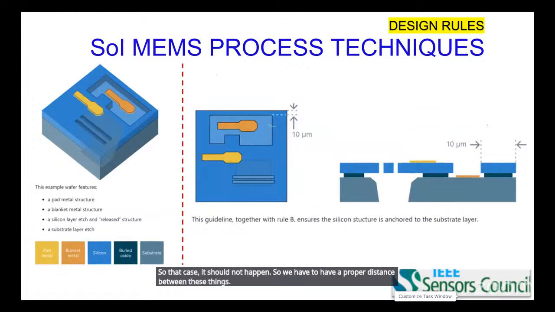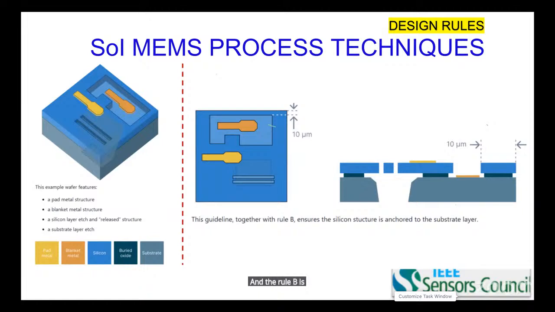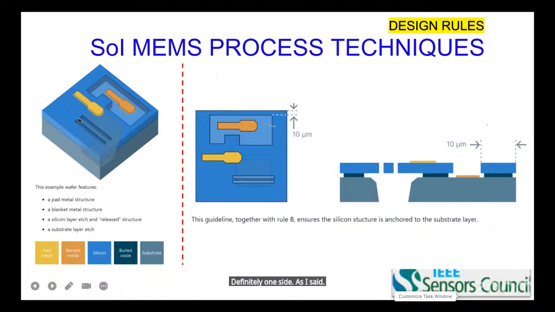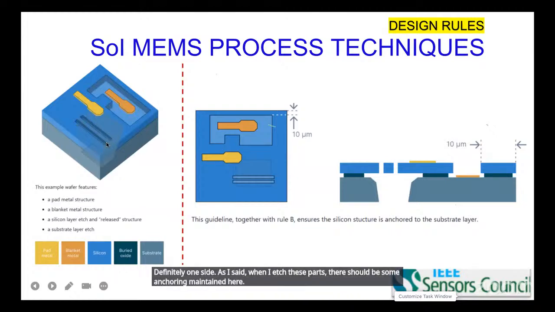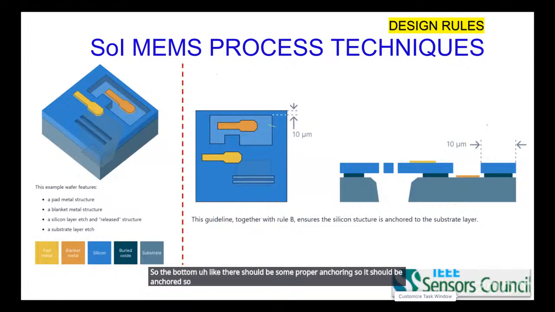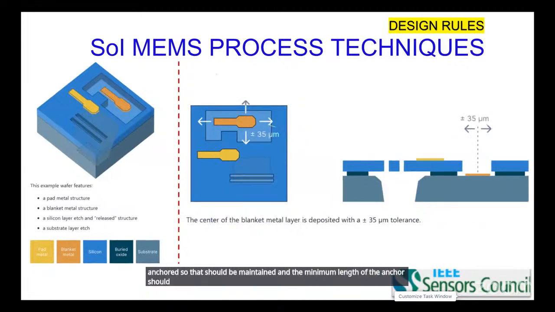And rule B is about the anchoring. The silicon is anchored to the substrate layer. It has to be anchored through the silicon oxide. Definitely on one side, as I said, when I etch these parts, there should be some anchoring maintained here, so the bottom substrate has proper anchoring. That should be maintained, and the minimum length of the anchor should be 10 micrometers.